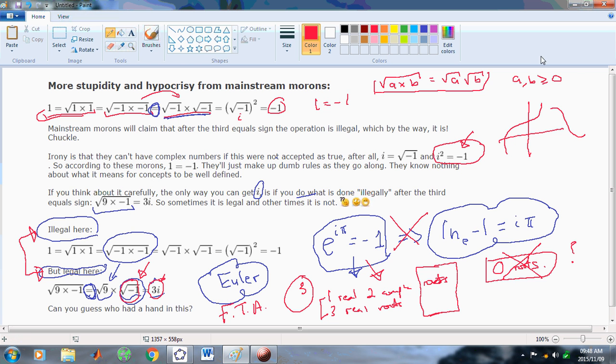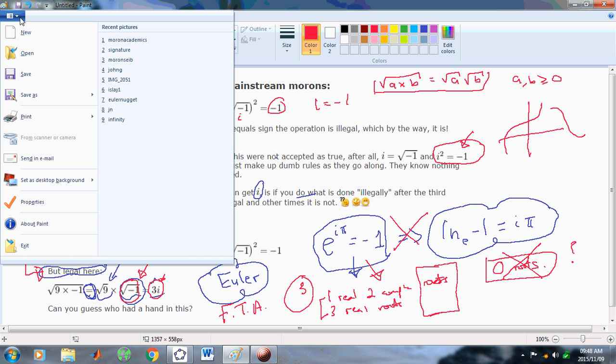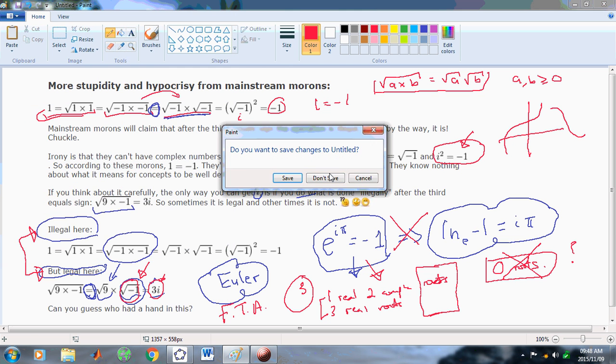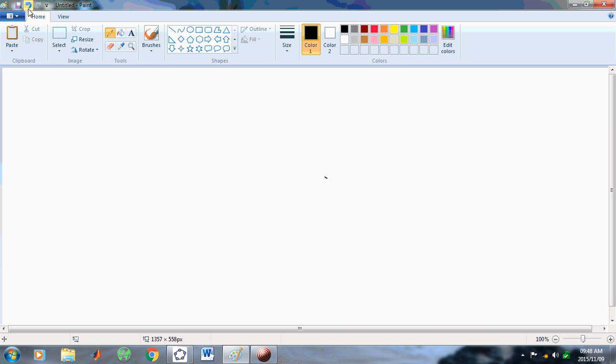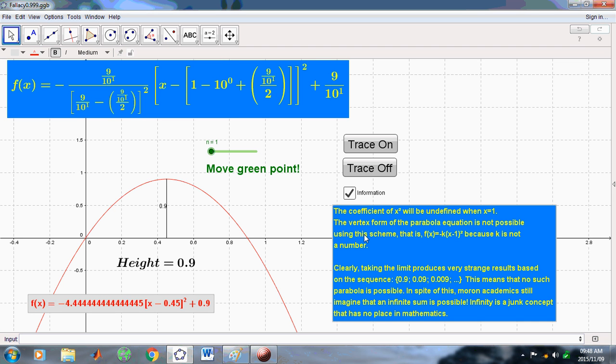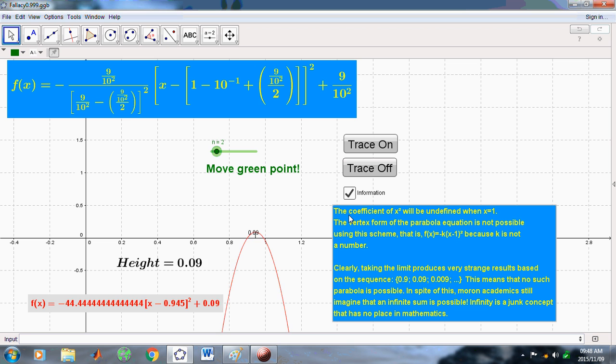Alright, so let's get rid of that and look at the second part of academic ignorance and stupidity. Let's just say new. We don't really want to save that. Okay, and let's go to this GeoGebra applet. Now you'll see over here that what I've done is I've created a parabola here with an altitude of 0.9 and also a diameter of 0.9, so that every time I move it, both the altitude and the diameter remain the same.